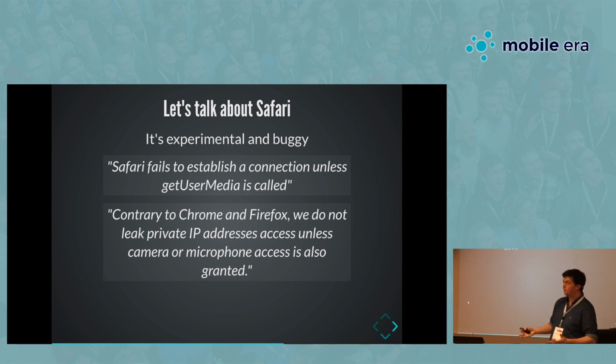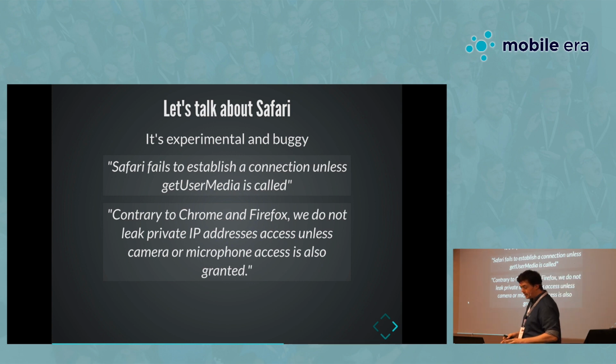And of course, there's a lot of problems, as Firefox and Chrome had back in 2011, so they had so much more time to fix things. But I was looking over the bug tracker, and suddenly I came across a bug where it was justified as a feature because Safari fails to establish a connection unless getUserMedia is called. Contrary to Chrome and Firefox, we do not leak private IP access unless camera and microphone access is granted, which means you can't have a data-only connection in Safari, and that just destroys my entire presentation. Like, why am I standing here talking about this if it doesn't work?